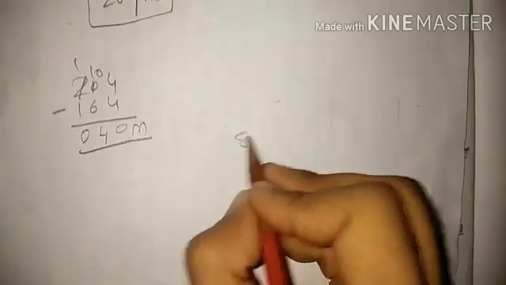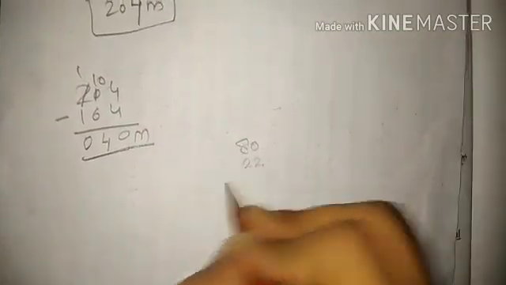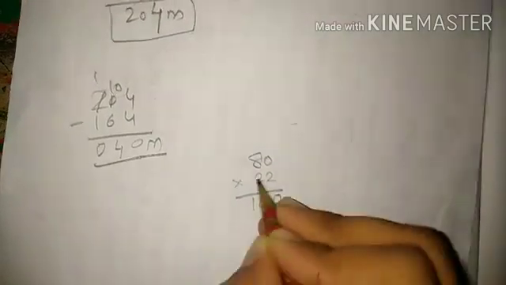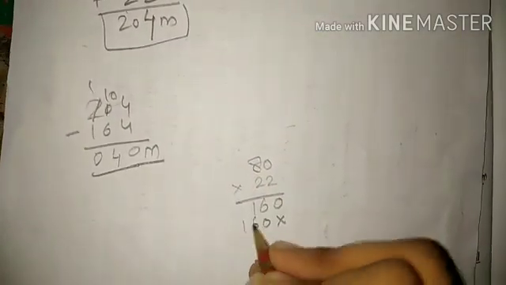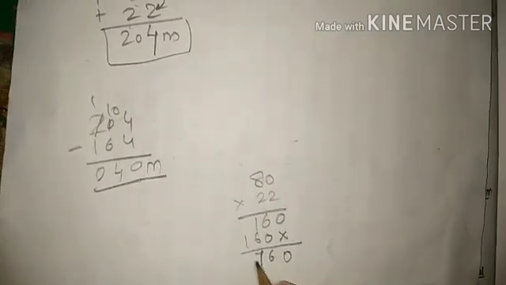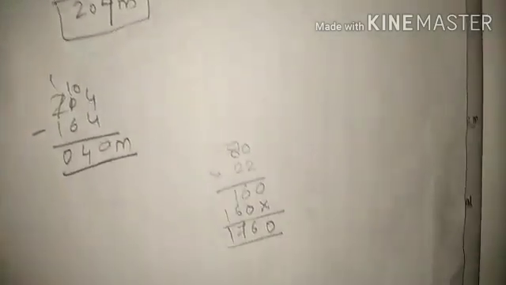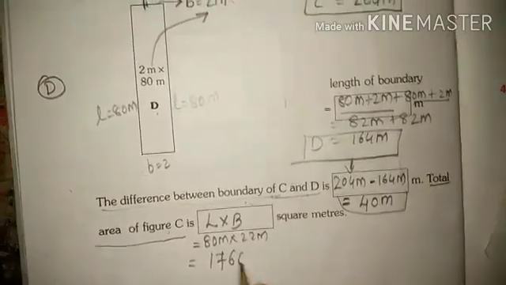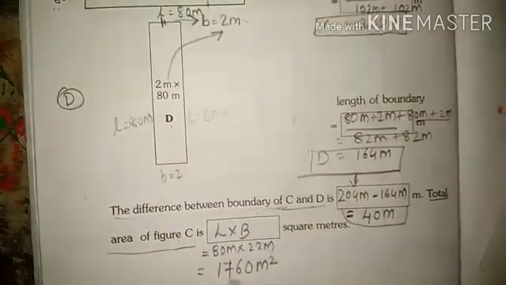So take a rough sheet for this and do the multiplication of 80 meter into 22 meter. 2 zeros are 0, 2 eights are 16. Multiplication sign, 2 zeros are 0 and 8 twos are 16. So 1760 meter square is your answer.